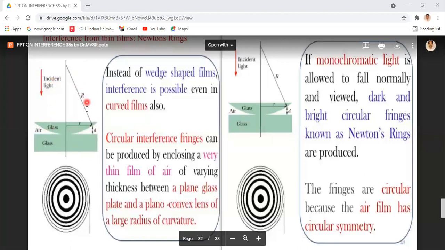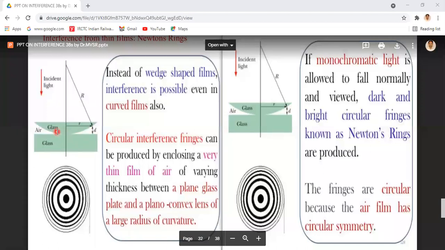The radius of the sphere from which we take and cut this plano convex lens is called the radius of curvature of the lens. Is it clear? What is the radius of curvature of this plano convex lens? The lens is obtained from a sphere, so the radius of the sphere from which the lens has been taken is called the radius of curvature of the lens.